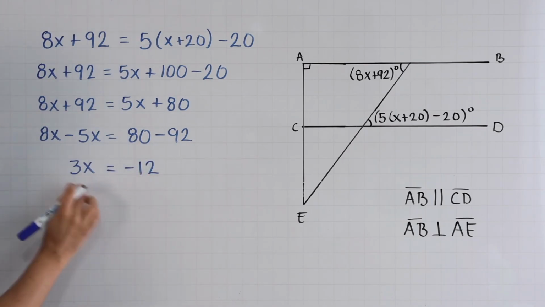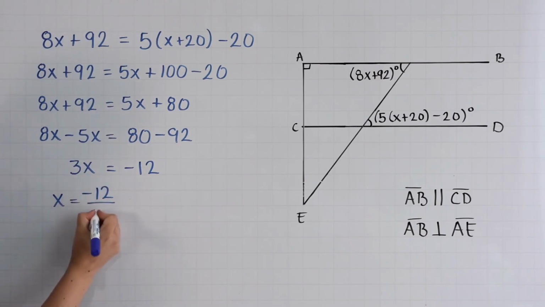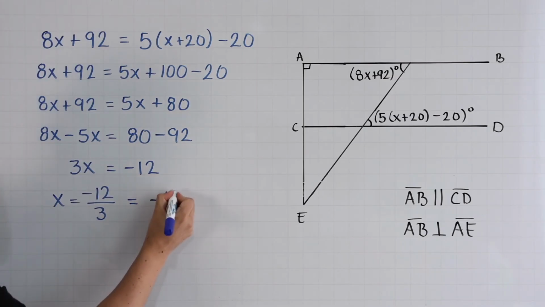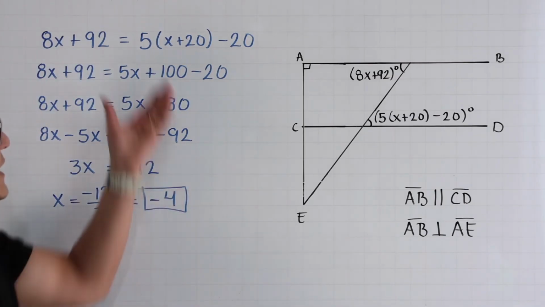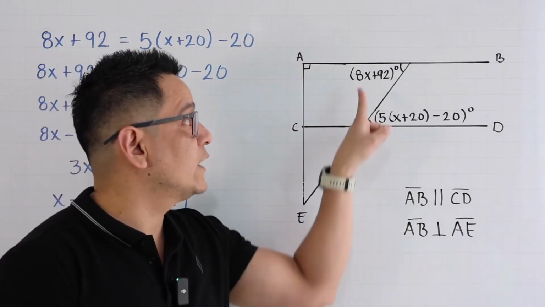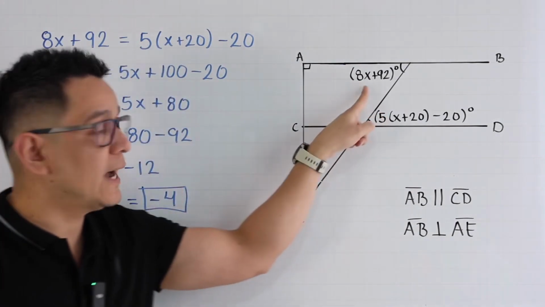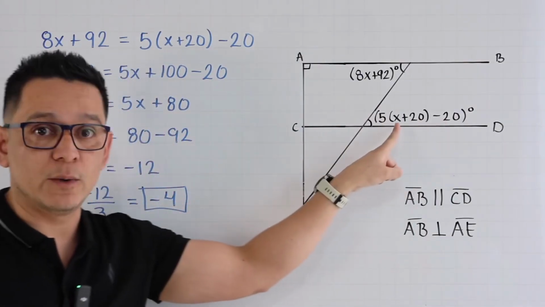So finally, we're going to divide by this 3. So we get that x is equal to minus 12 divided by 3. And minus 12 divided by 3 is equal to minus 4. All right. Now we have the value of x that makes this equation true. Therefore, if I want to find out how much this angle measures, I just need to substitute a minus 4 here, right? If I want to find this angle's measure, I just plug in minus 4 here.